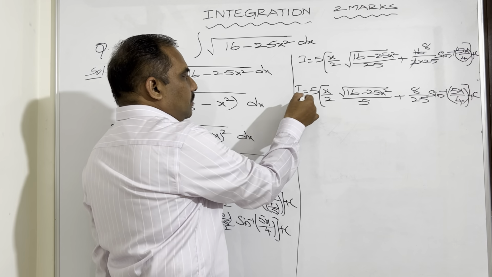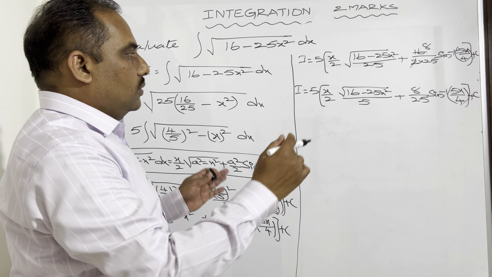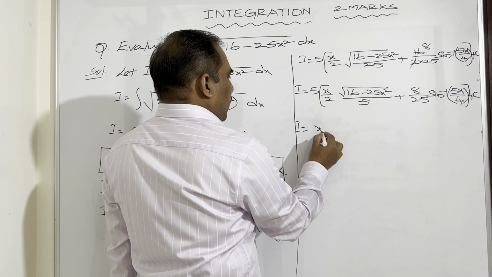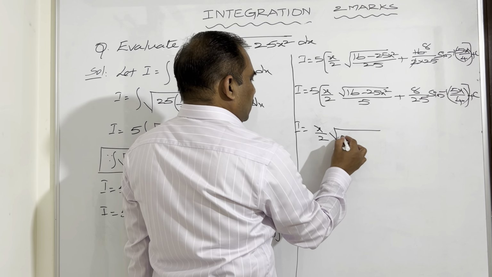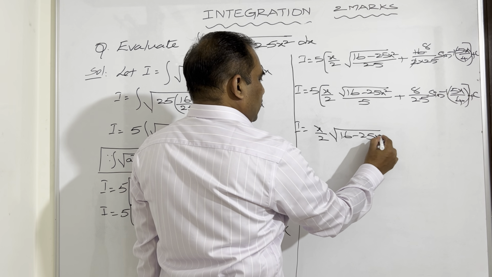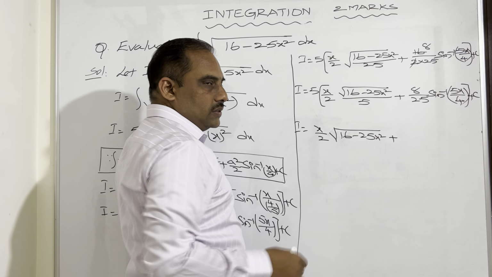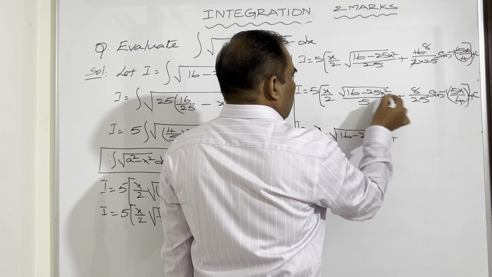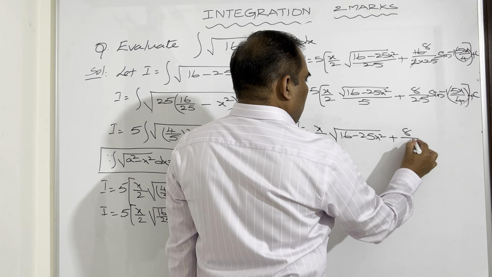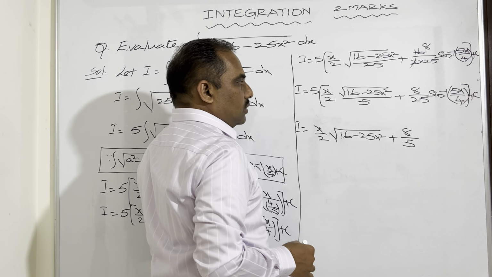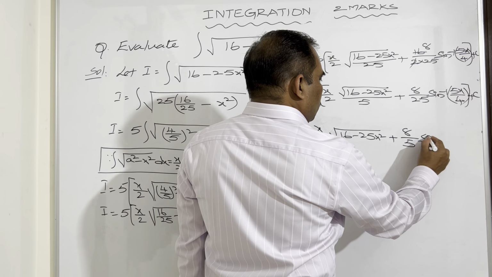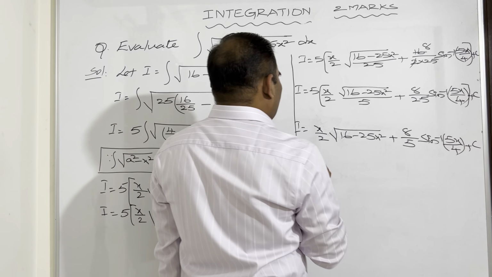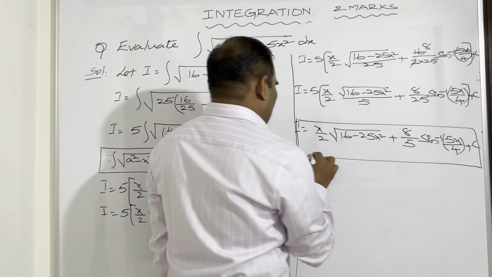Now again, if you multiply the inside value with 5, we get I is equal to x by 2 into root over 16 minus 25x square. If you multiply with 5, the 5 gets cancelled for the first term. For the next term, if you multiply by 5, 5 into 8 by 25 is nothing but 8 by 5 into sine inverse of 5x by 4 plus c, which is the final solution of the given integral.